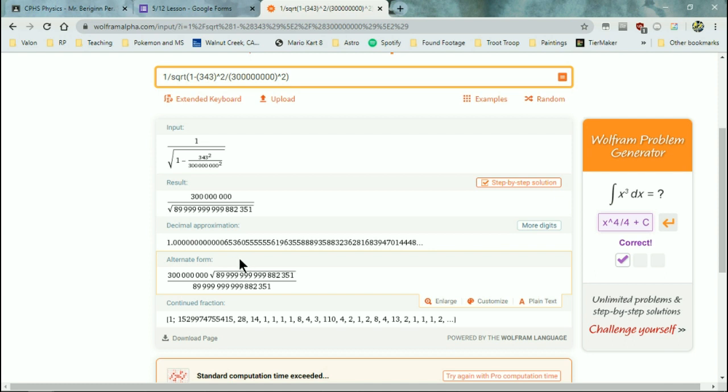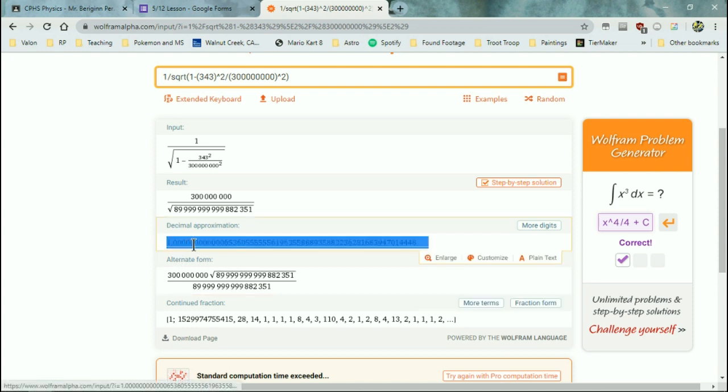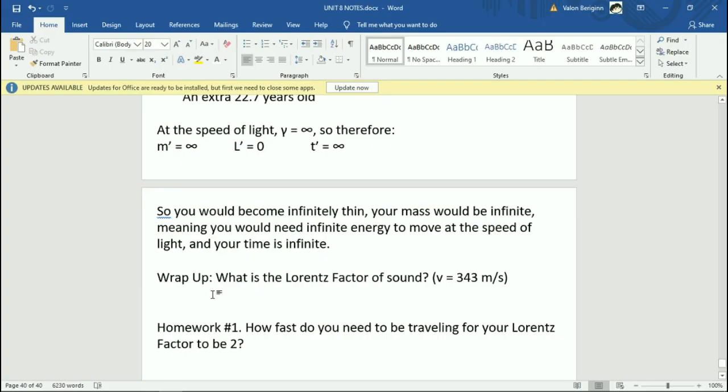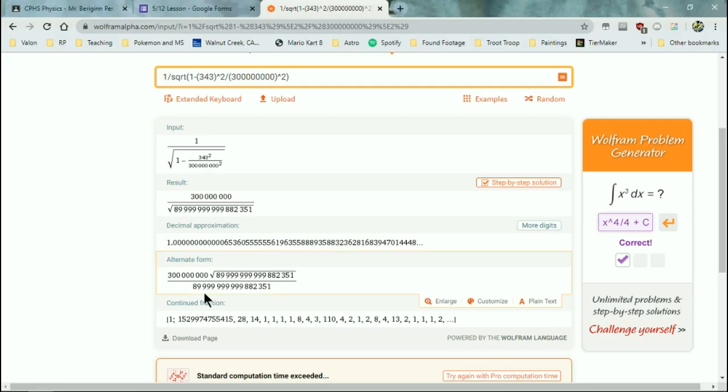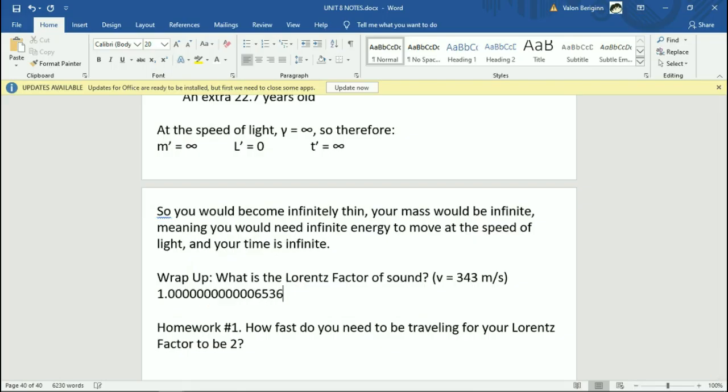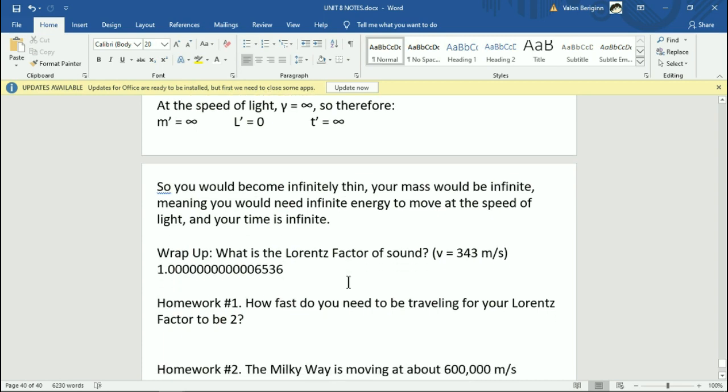Oh boy. Nice discontinuous fraction, by the way. Okay, how many zeros is that? Oh boy. Okay, 12 zeros, then 6, 5, 3, 6. That's the Lorentz factor of sound. So again, very, very close to 1, and you can see how that comes to be.